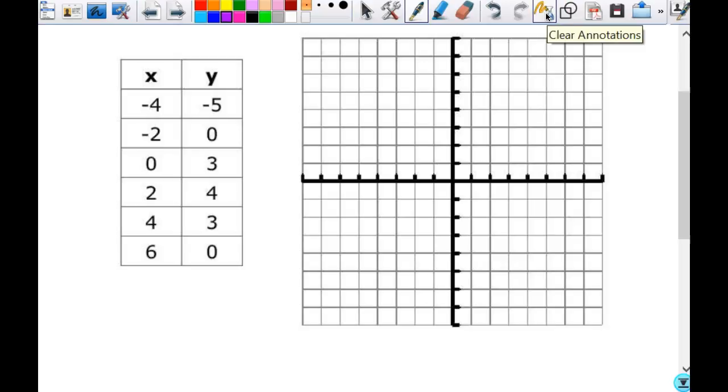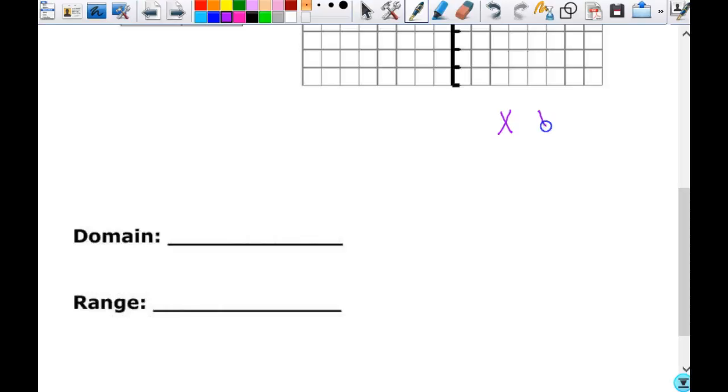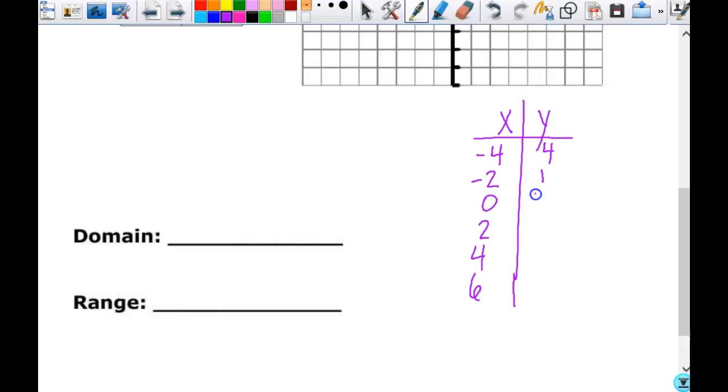I'm going to give you a different little T-chart. Good thing we have room here. All right, so X, Y. Here's what I really want: -4, -2, 0, 2, 4, and 6 for the X values. And then 4, 1, 3, 0, -3, and -3. Honestly, I have no idea where I even got those numbers. Okay, does everybody have that written down?